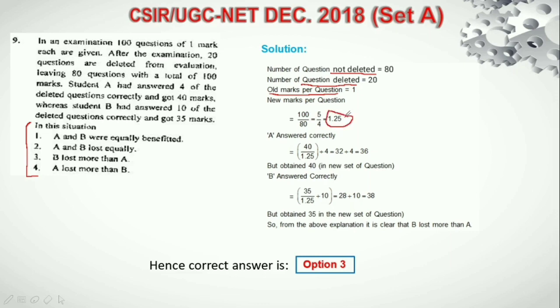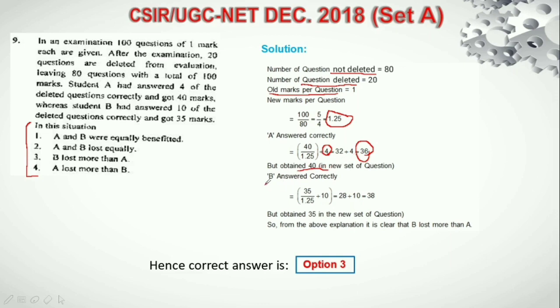Now let us calculate how many questions were answered correctly by student A as well as student B. So number of questions answered correctly by student A will be 40 divided by 1.25 plus 4 questions from the deleted questions which were answered correctly. So it will be 32 plus 4, 36. So as per old scheme, the student A should have got 36 marks, but in the new scheme, student A actually obtained 40 marks. So he has gained 4 marks with this new scheme.